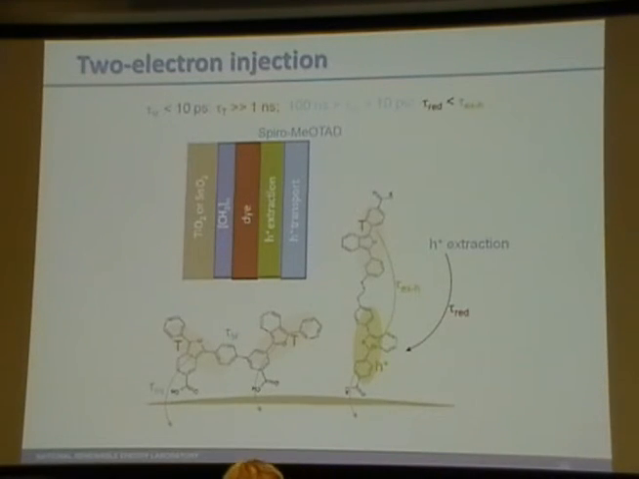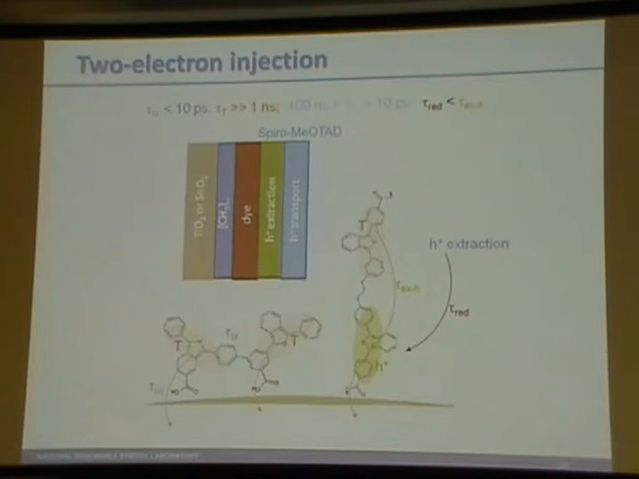This will probably be my last slide. This is going back to the dye-sensitized solar cell, and how would you design a system that would take advantage of singlet fission in just an ordinary dye-sensitized solar cell. And as Bruce mentioned, it's complicated. So we would hope that the time for singlet fission is fast. We can make it less than 10 picoseconds, hopefully even faster than that.